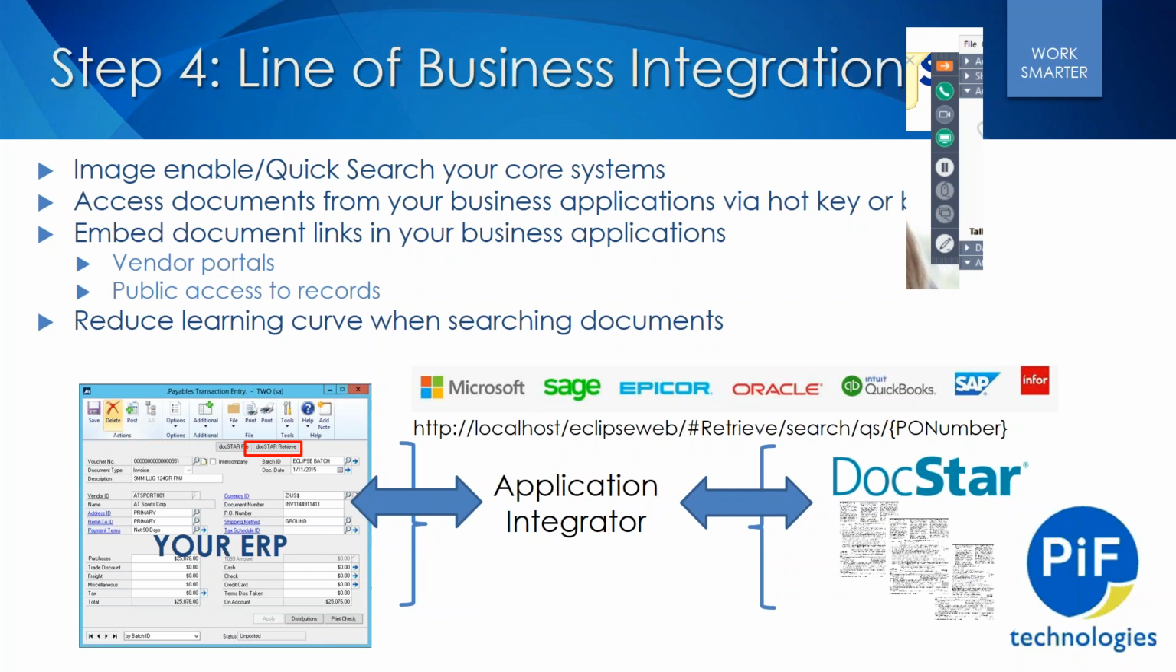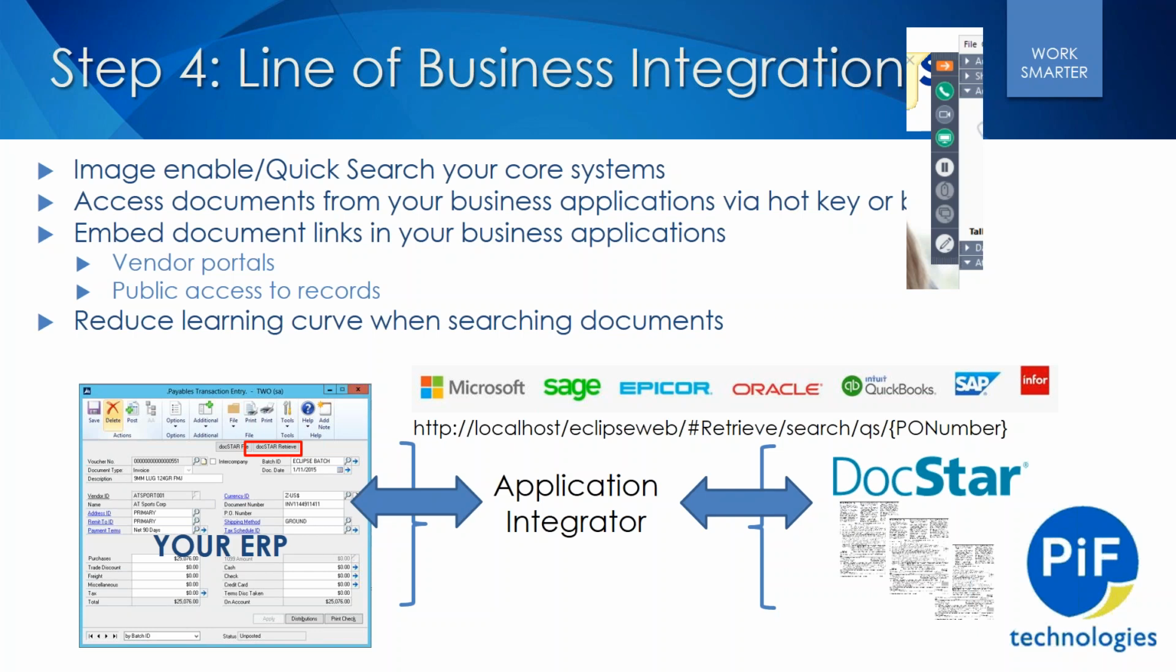The ability for you to take contextual classification data that's on your ERP system. You're on a payables transaction entry screen, and you want to find AP invoices. When you click the button, we can screen scrape the document number, the invoice number, the purchase order number to automatically find those documents and pop them up on your screen.